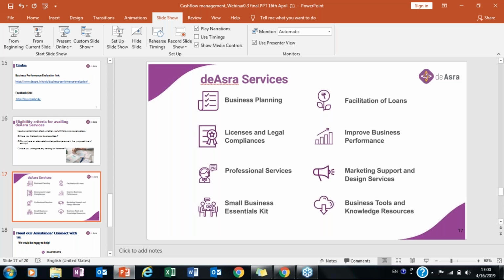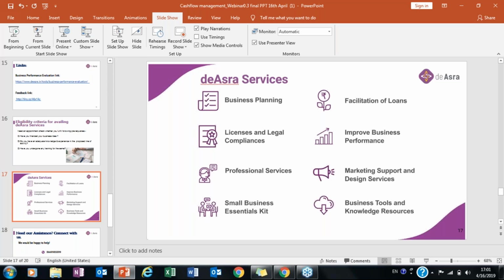Secondly, any kind of professional services, such as if you want to form a private limited company, you want to get your accountancy done, or any other professional services that you require, such as copyrights, trademarks, or anything, then we also have people who can help you with the professional services that are required for your business.